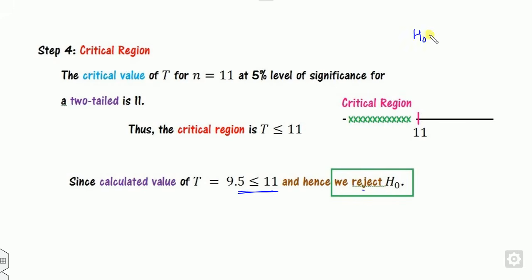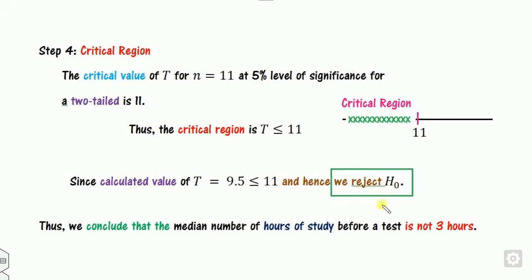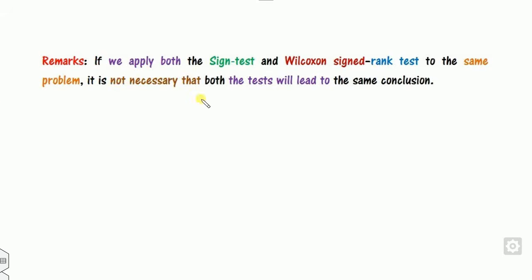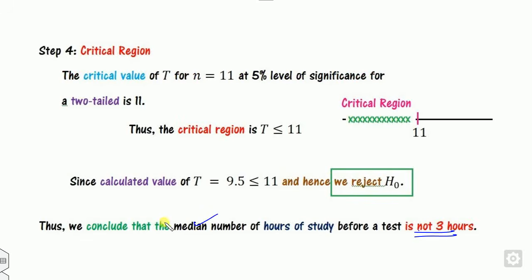What is your H0? Eta is 3, and H1 is not equal to 3. So H0 is rejected and H1 is accepted. The meaning is that the median number of hours taken before the test is not 3 hours. If you remember, the same example we discussed using the sign test also.